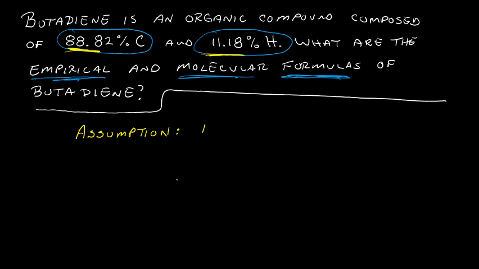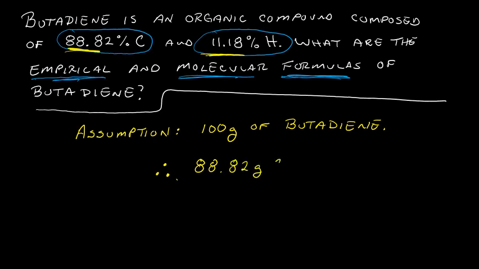So let's make the assumption that we have 100 grams of butadiene. If we have 100 grams of butadiene, then we know that we're going to have 88.82 grams of carbon and 11.18 grams of hydrogen. Okay.